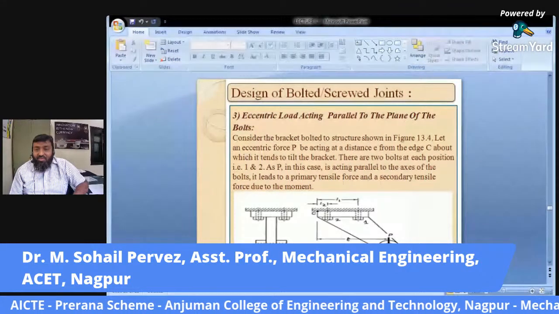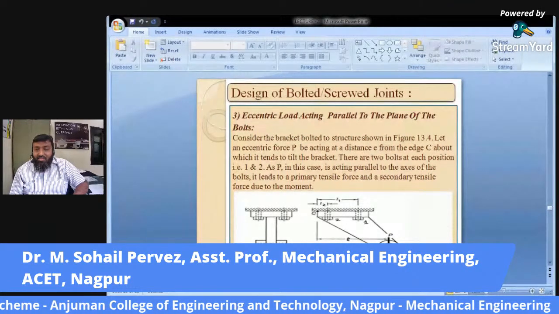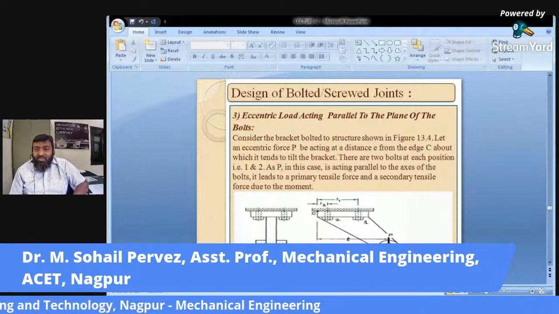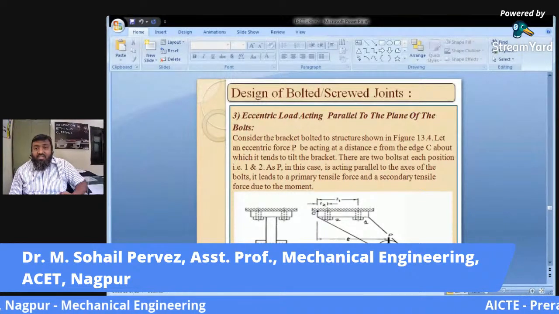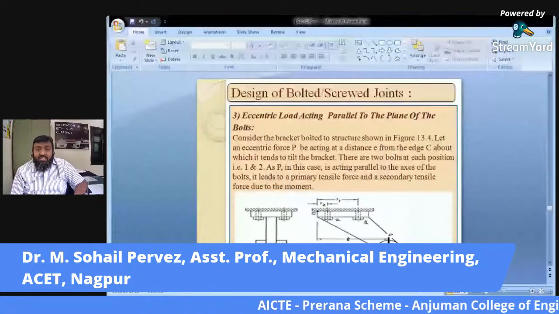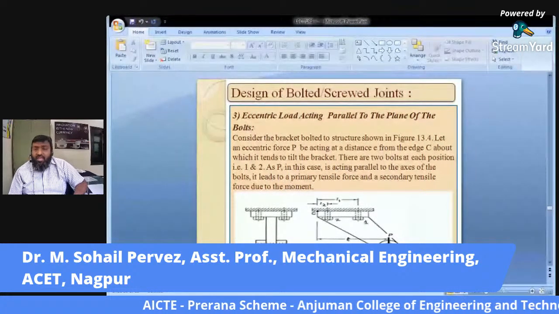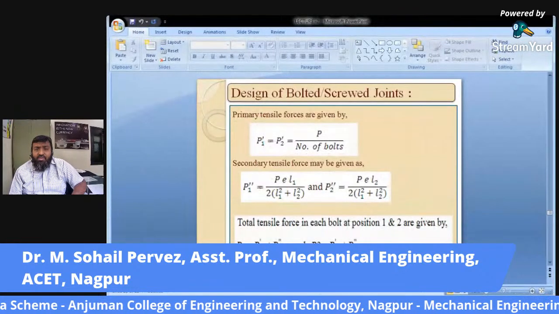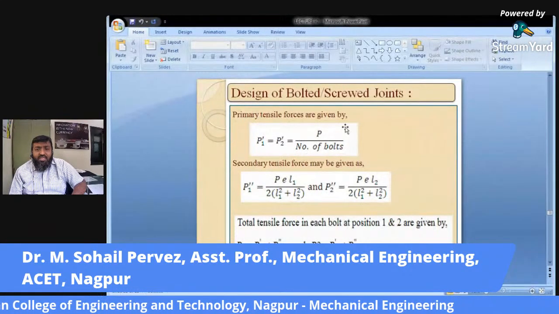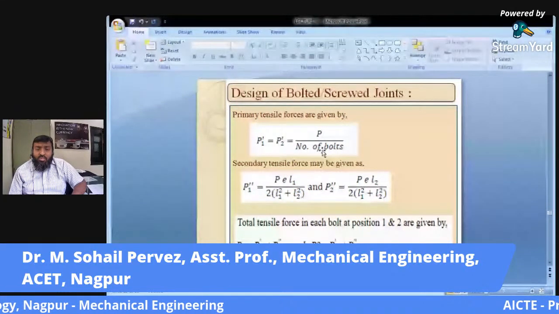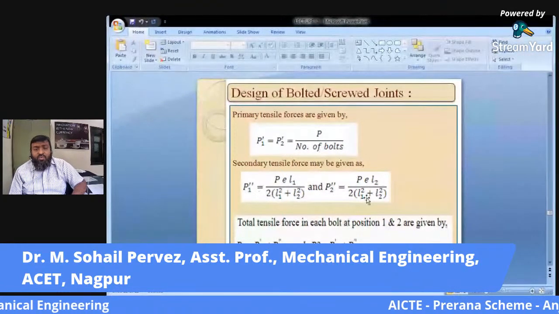So now the very basic element is, we started with both shear. Then one shear and one tensile. And now the third, both tensile. And again we have to add these two effects. Now again the same repetition. Primary tensile forces are given by P1', P2', that is P upon number of bolts. Secondary, the same thing, nothing new. Total tensile, you have to add these two forces.